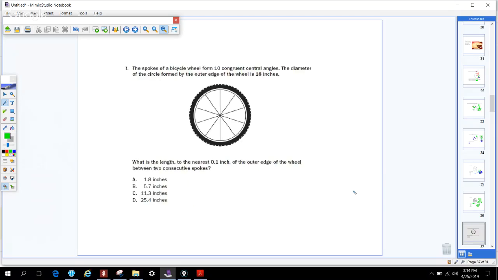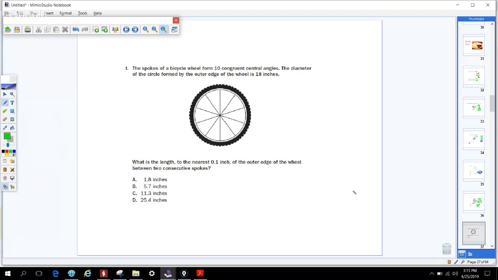Okay, next. Here, what makes this tricky? First of all, everyone look at the problem. It says the spokes of a bicycle form 10 congruent central angles. The diameter is 18. What is the length to the nearest point 1 of the outer edge between 2 consecutive spokes? So, first of all, is it an area of the sector or is it arc length? Arc length. Why is it arc length? Because it's the outside of the bicycle. Just like the pie crust is arc length, this is the outside of the bicycle.